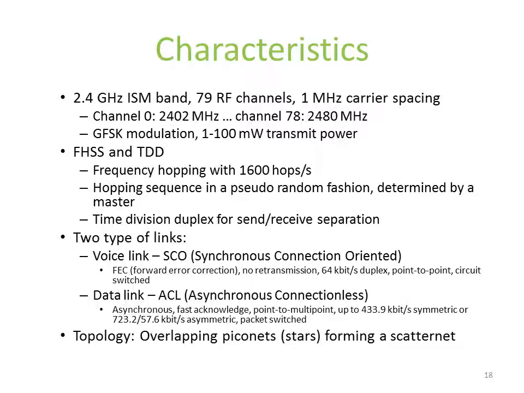Then what are the characteristics of Bluetooth? Similar to HyperLAN, Bluetooth also has some different properties. It works under the 2.4 GHz ISM band with 79 RF channels. It also requires very low transmit power, that is, only 1 to 100 milliwatts of transmit power.